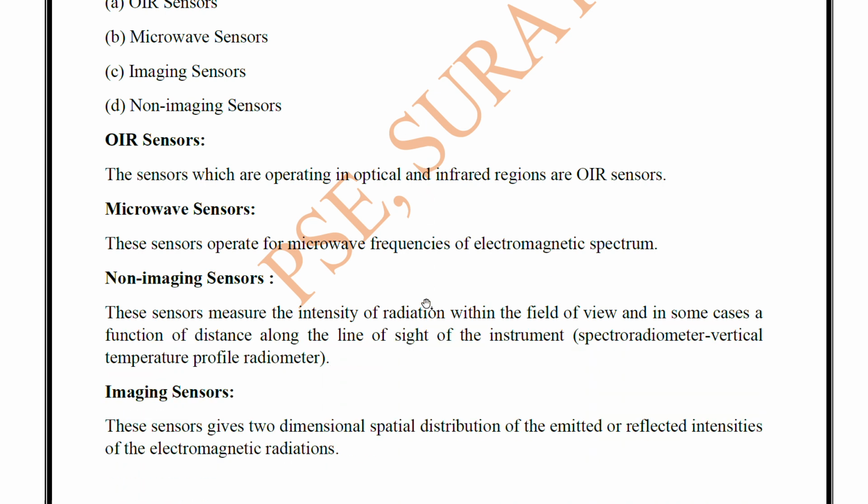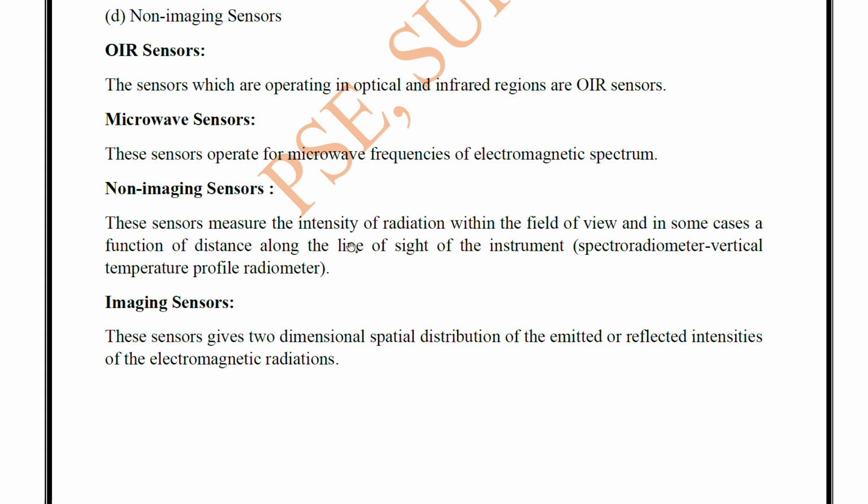OIR sensors are the sensors operating in the optical and infrared regions. Microwave sensors operate at the microwave frequencies of the electromagnetic spectrum. Non-imaging sensors measure the intensity of radiation within the field of view, and in some cases as a function of distance along the line of sight of the instrument. Examples are spectroradiometers, vertical temperature profile radiometers, and radiometers.